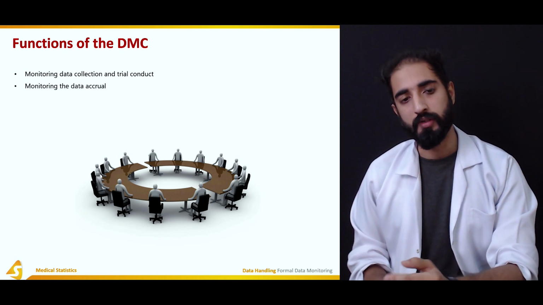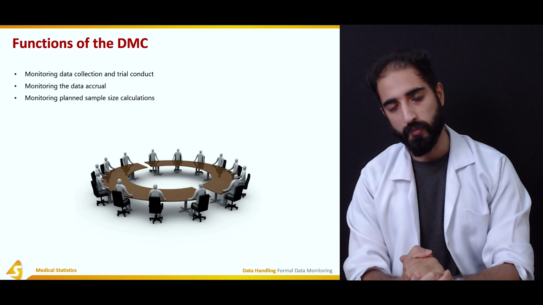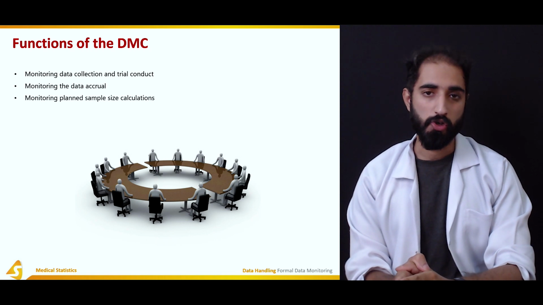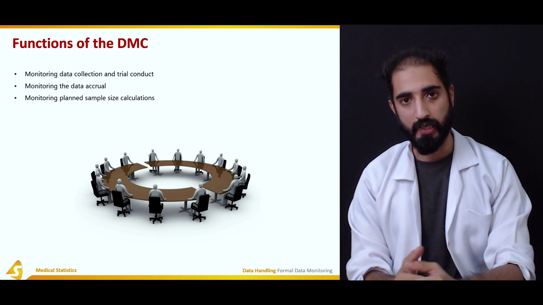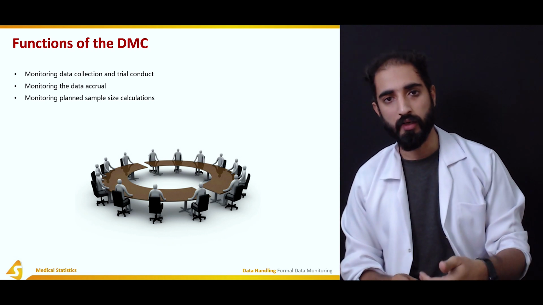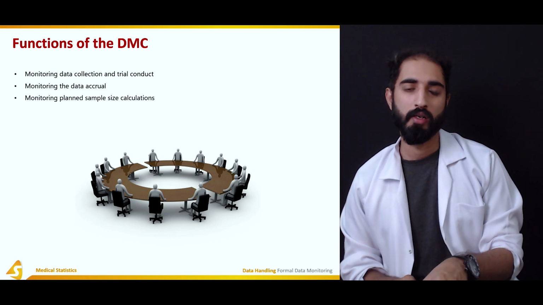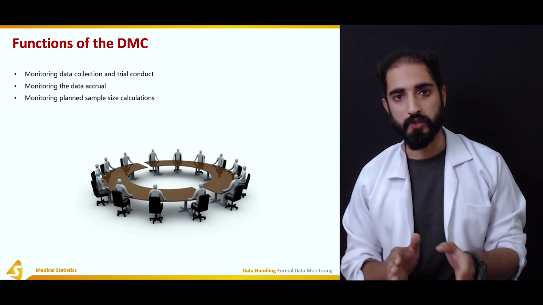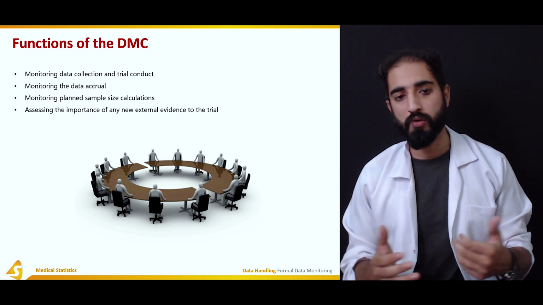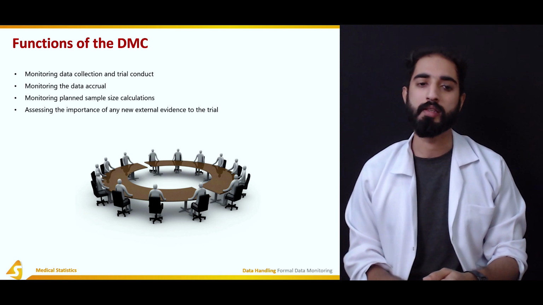They also monitor the data accrual process, and they monitor the planned sample size calculations as well, because sometimes the values for standard deviations and means which were predicted at the level of the sample size calculation may change during the process of the research as you get more and more data, and that may signify that you may need a greater or lesser sample. That needs to be vigorously monitored, and that's the function of the DMC as well. They also assess the importance of any new external evidence to the trial which may affect the findings of that study.